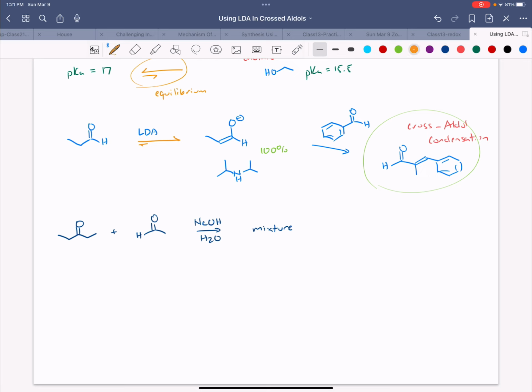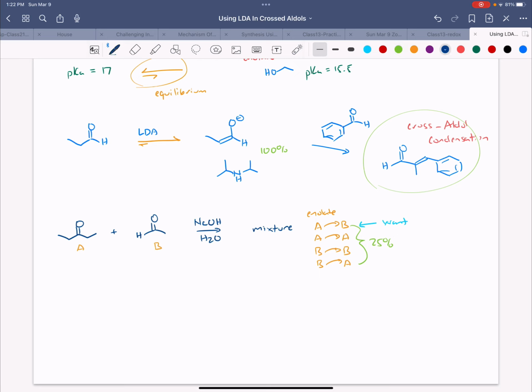Let's call this A and B. We'll get A attack B, A attack A, the enolate version of B attack B, and the enolate version of B attack A. Okay. So which one do you want? I mean, we could pick one randomly. Let's say we want this one right here. If I want this, I end up getting 25% each if I do it this way with NaOH.